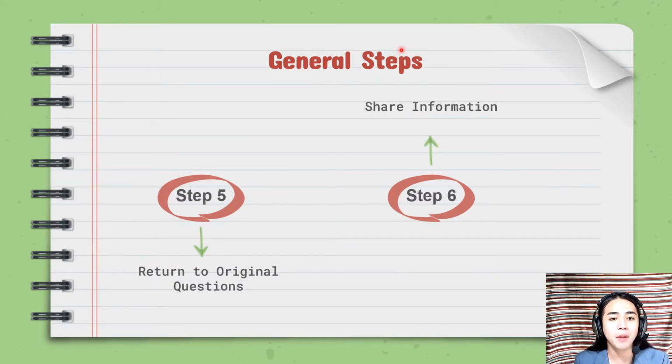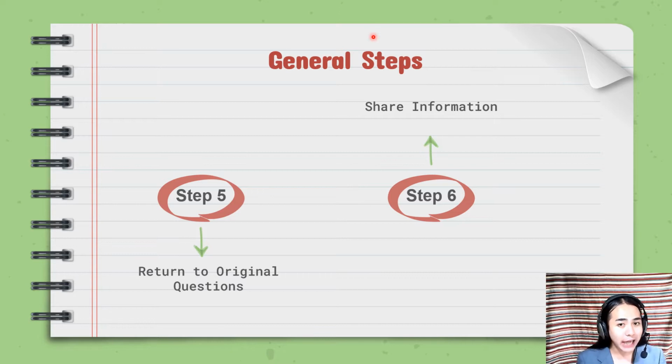Next is step number 5, return to original questions. This is where teams get their original response sheets back and review all of their original answers, everything that they've answered from the graffiti sheets that have been distributed. Then they arrange their answers into categories and arrive at a generalization and additions based on reading and studying other teams' responses. And for the last step, step 6, this is where they share information.